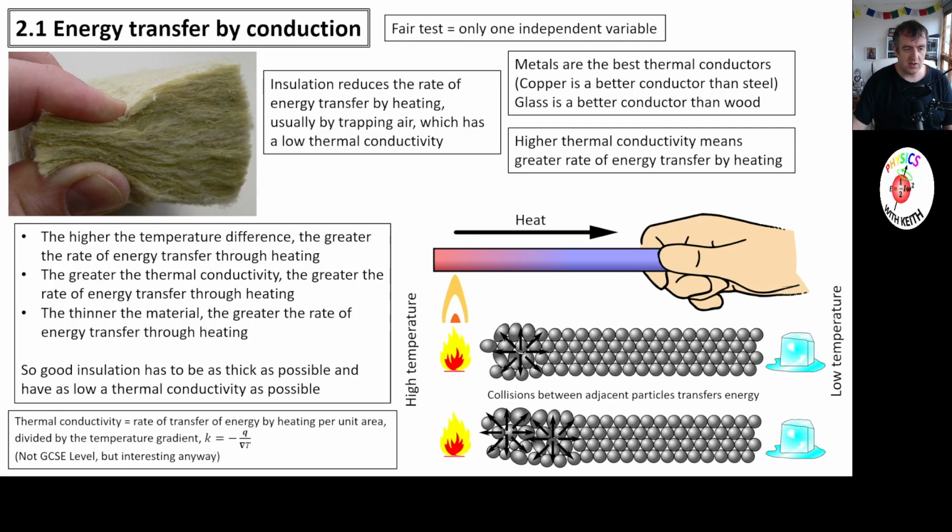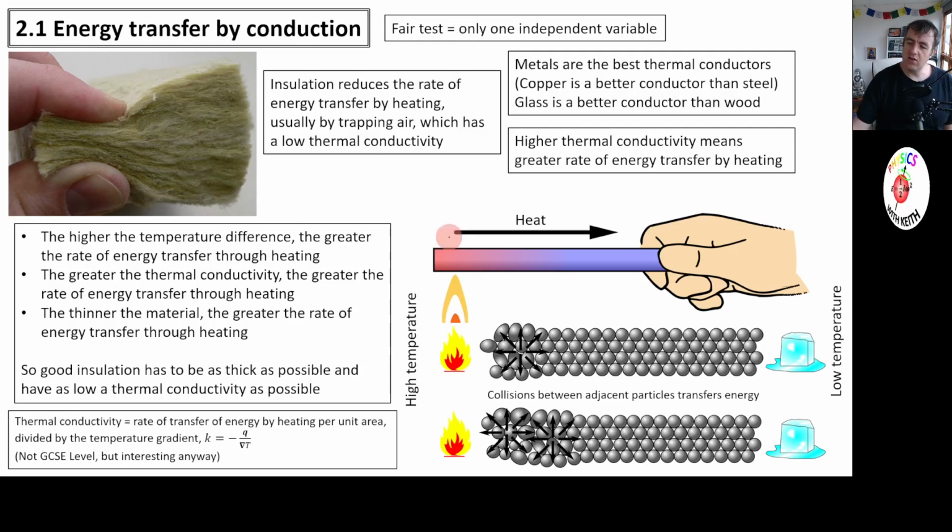So on the bottom right, you can see we've got some sort of bar of matter. It could be a metal bar, copper, steel, something like that. Or it could be a glass rod or anything like that. But we've got this bar that goes across here. And one side is held over a flame, so it's at a higher temperature. The other side is held in a hand.